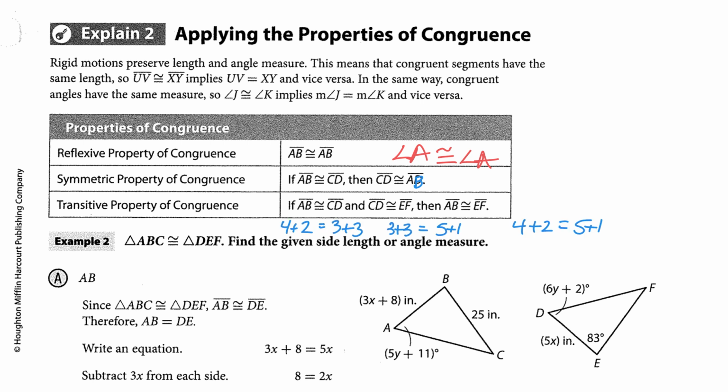Let's use some numbers. If 4 plus 2 is 6, and that's equal to 3 plus 3, and 3 plus 3 is equal to 5 plus 1, then our original statement 4 plus 2 must be equal to our new statement 5 plus 1 because there is this overlap here. What's happening is they say, okay, well, these things are both equal to CD, so then they must be the same as each other.